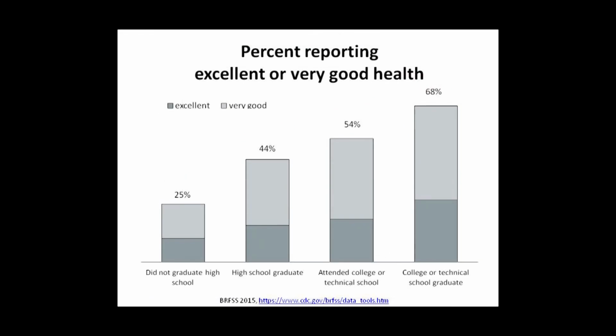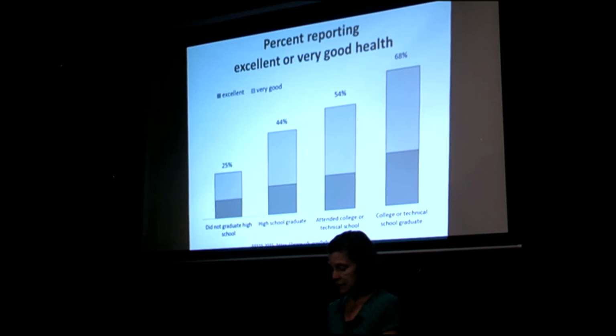Health is also strongly correlated with education. This chart shows self-report of health status by education. So the Centers for Disease Control surveys Americans, and among other things asks, would you say your health in general is excellent, very good, good, fair, or poor? And people with a college degree are about 2.5 times as likely to say that their health is very good or excellent as those who didn't graduate from high school.